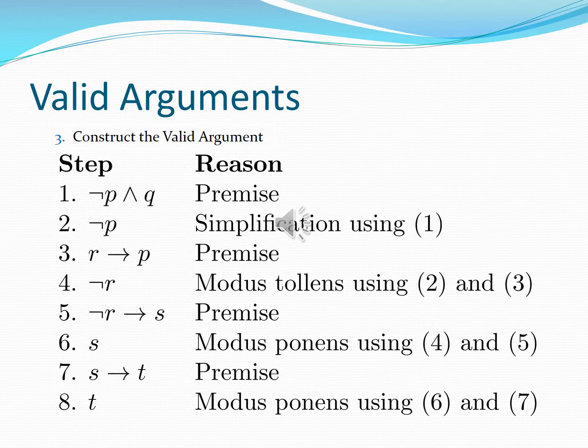Again, if I use premise number 2, R implies P, and the rule of modus tollens, using numbers 2 and 3, I can come up with the conclusion not R. So using the premise not R implies S, if I consider 4 and 5 and I use the rule of modus ponens on 4 and 5, I can come up with the conclusion S. The fourth premise, S implies T. If I use the rule of modus ponens on 6 and 7, I can come up with the conclusion T.